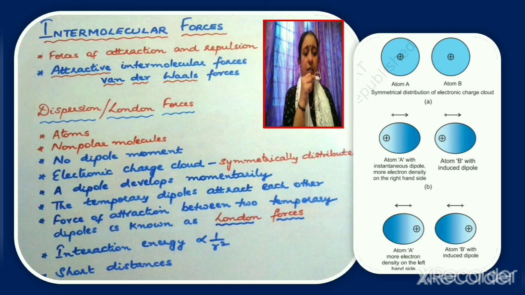Thereafter, there will be attraction between the positive end of one atom A with the negative end of the other atom B. Now the dipole which is created in atom B is known as induced dipole because it is induced by atom A. So this type of attraction which exists between temporary dipoles is known as London forces. It is found that the interaction energy is inversely proportional to the square of the distance, and this type of force operates only for short distances.